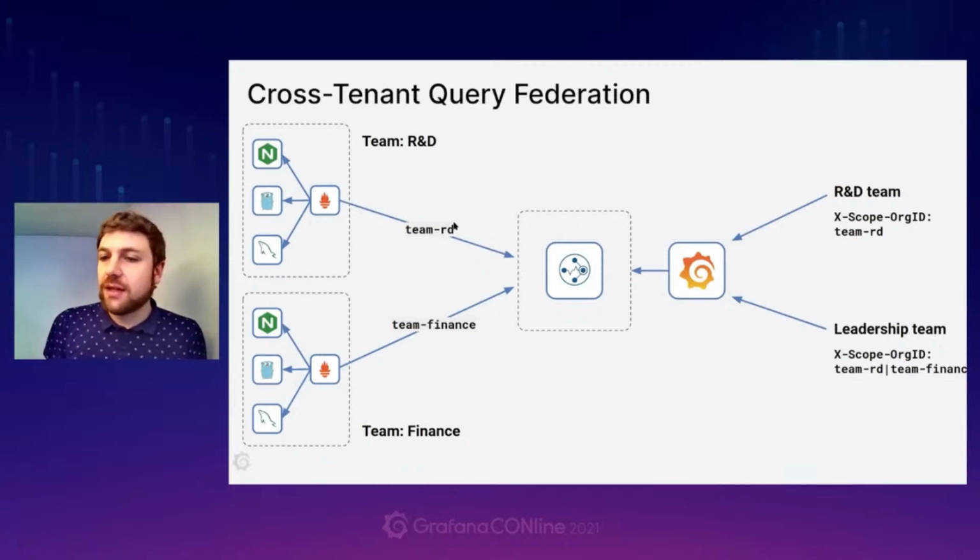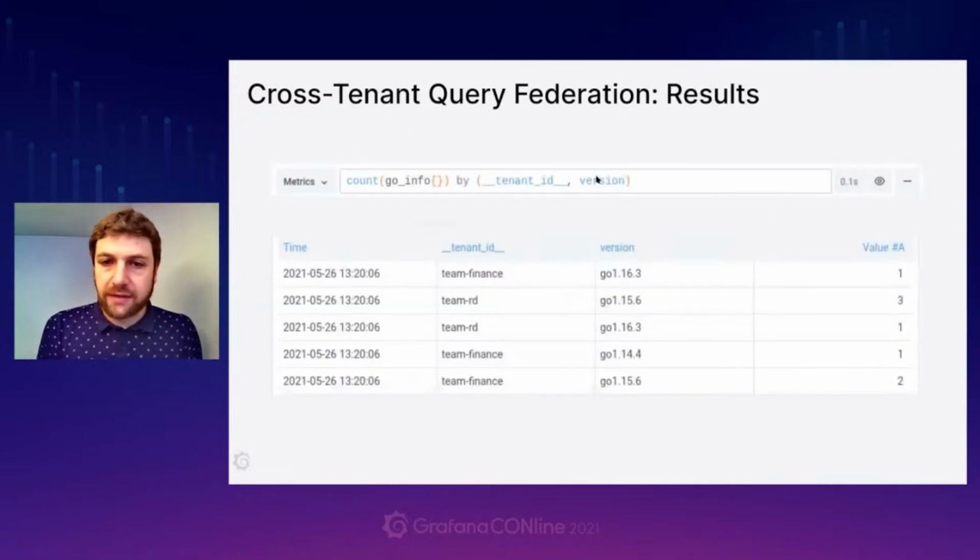And basically then, when it comes to querying, we use the single tenant for the R&D team, which gives them all of their metrics. And the leadership team can use cross-tenant query federation to aggregate the results from both the R&D and the finance team. So let's look at a quick example.